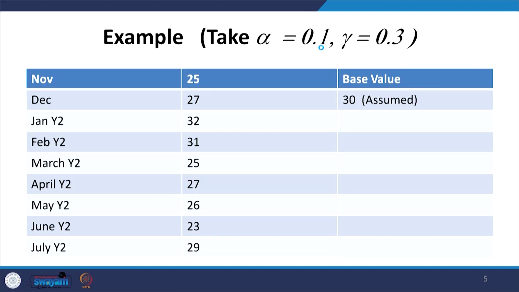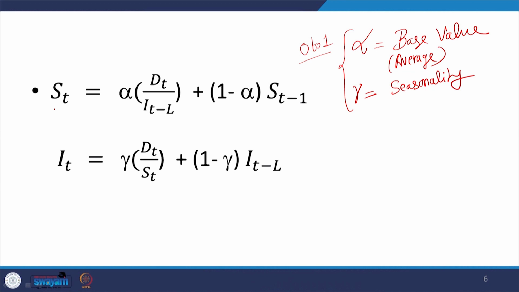In this particular example, we are going to take the value of alpha as 0.1 and the value of gamma as 0.3. This is just our understanding of the values we are going to take. We can start with some other values, but we will do the calculation right now with these values of alpha and gamma. So, first we will use this equation for the updated base.